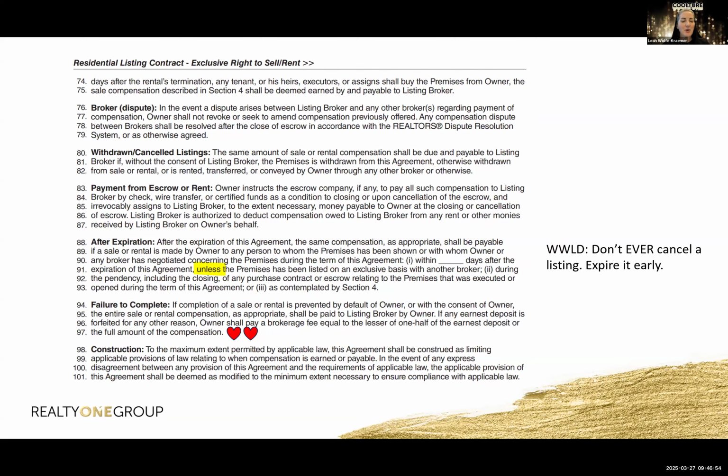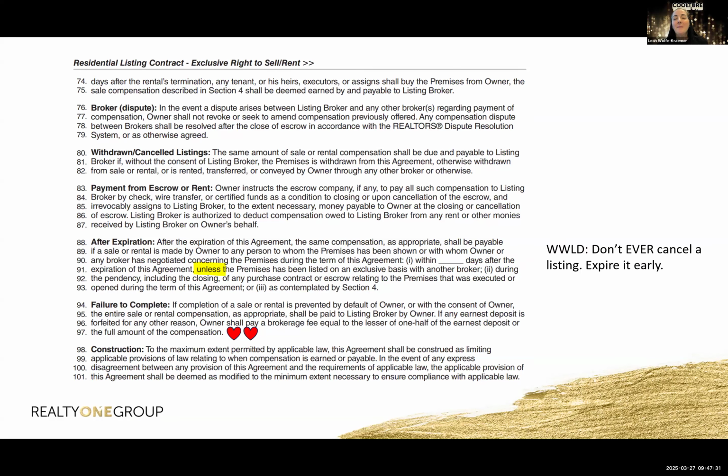Construction. To the maximum extent permitted by applicable law, this agreement shall be construed as limiting applicable provisions of law relating to when compensation is earned or payable. In the event of any express disagreement between any provision of this agreement and the requirements of applicable law, the applicable provision of this agreement shall be deemed as modified to the minimum extent necessary to ensure compliance with applicable law. I don't know which one of our AAR attorneys wrote that clause, but good God. You can tell that's definitely where that came from. I don't know if that was Rick, Scott, somebody deserves maybe a slap on the back.